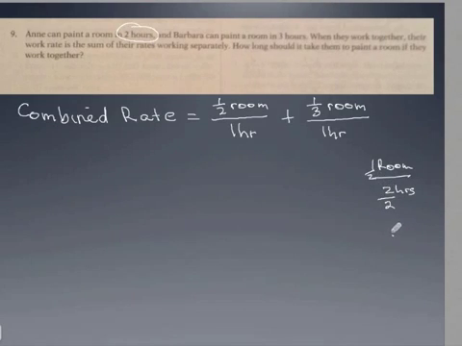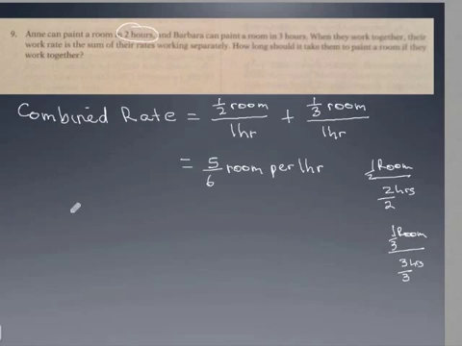Similarly with Barbara's, she did one room in 3 hours. So if I wanted to make the denominator 1, I was forced to divide both top and bottom by 3 to get 1/3. So the combined rate is essentially 5/6 room per 1 hour.